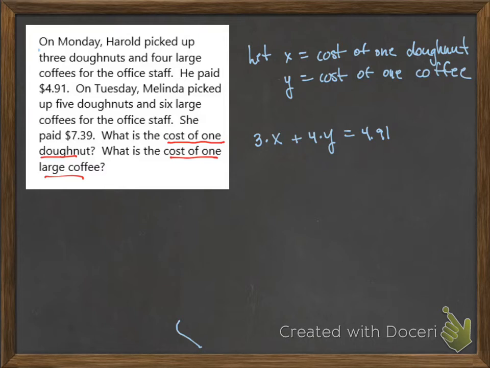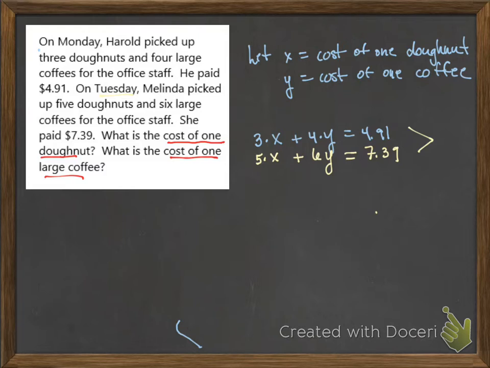On Tuesday, Melinda picked up 5 donuts, so 5 times whatever the cost of the donuts was, and 6 large coffees, so 6 times the cost of the coffees, and she paid a total of $7.39. So this right here models our system of linear equations, and what we're looking for is to solve for x, the cost of a donut, and y, the cost of coffee. I'm going to solve this problem by elimination.